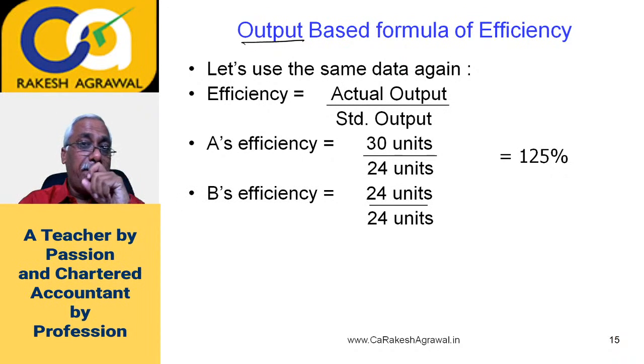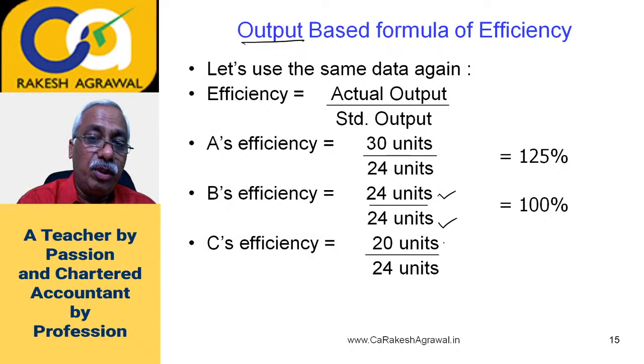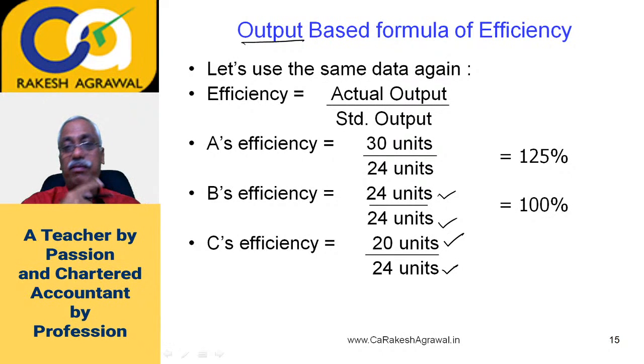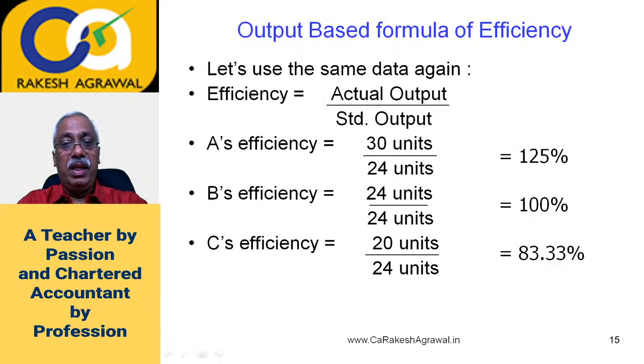B's efficiency. B's actual output was 24 units. Standard output we have already calculated as 24, which is constant. So it will be 100%. And C's efficiency. C had produced 20 units, but he was expected to produce 24 units. So 20 divided by 24 into 100. If you do, you will get 83.33%.